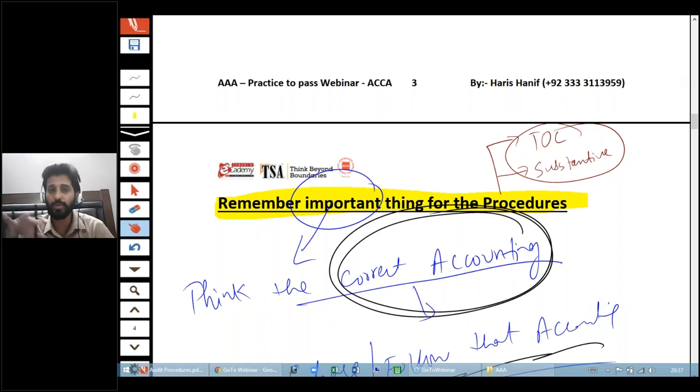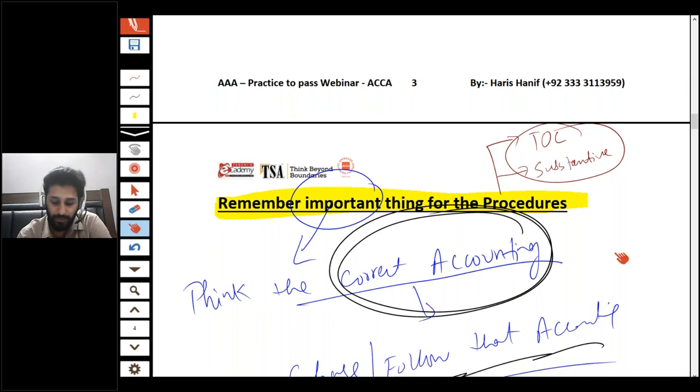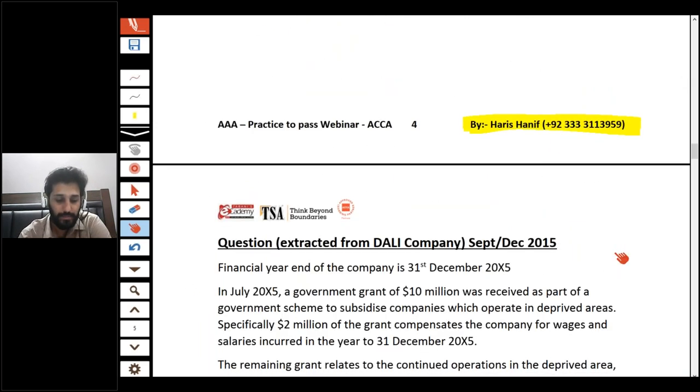So do not limit your procedure to substantive testing. You should place your important attention towards the substantive, but you should also use other things to verify, right? Now I have extracted a few examples from your past ACCA exams.